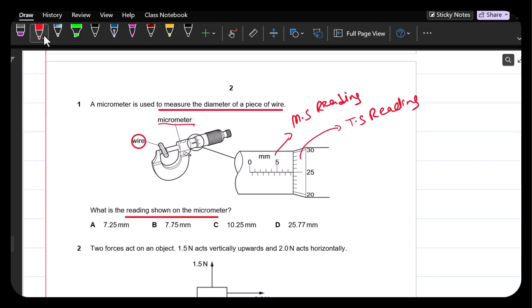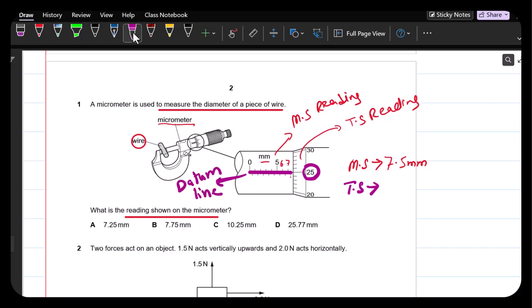What is the rule? First of all, you have to note down the main scale reading. The main scale reading is, you can see here till here, 5, 6, 7, and this is 7.5, and the unit is millimeter. Now we have to see the thimble scale reading. First of all, you have to see the division here. Which division is aligned with this datum line? This line is a datum line. Remember, this is a datum line.